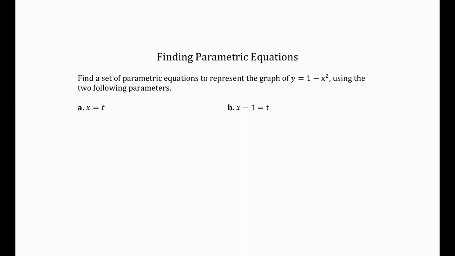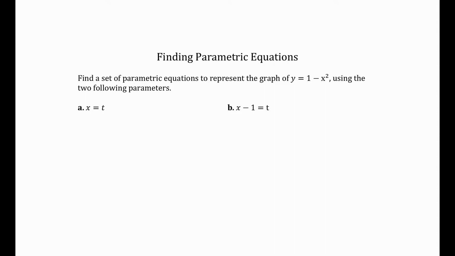All right, going the other direction. Now we're going to take some rectangular equations and convert them back to parametric equations. I keep saying polar, sorry, parametric equations. So we're asked to find a set of parametric equations to represent the graph of y equals 1 minus x squared using the following parameters.